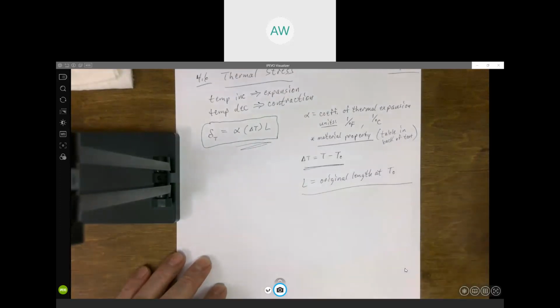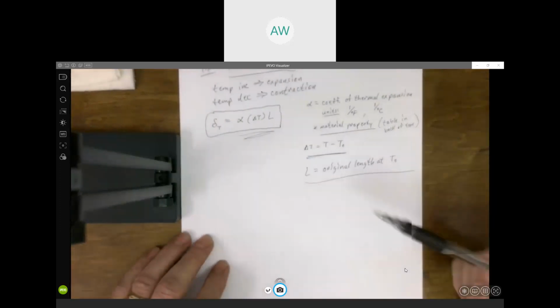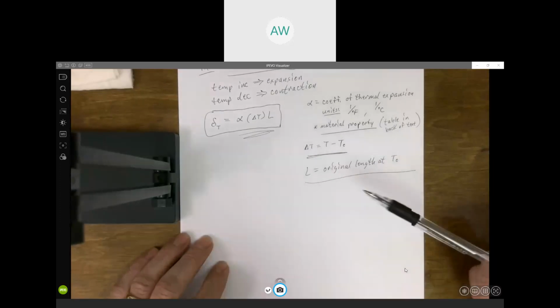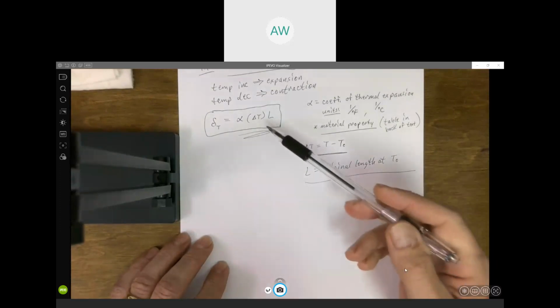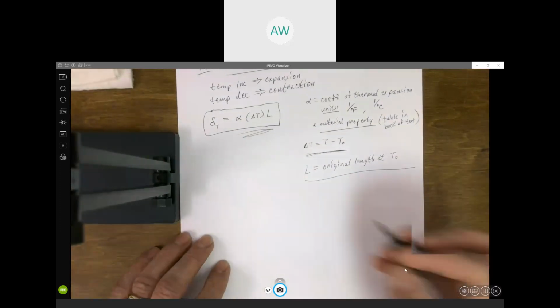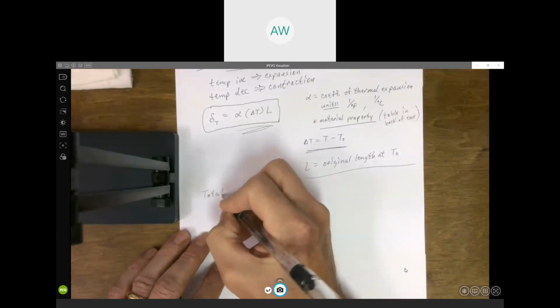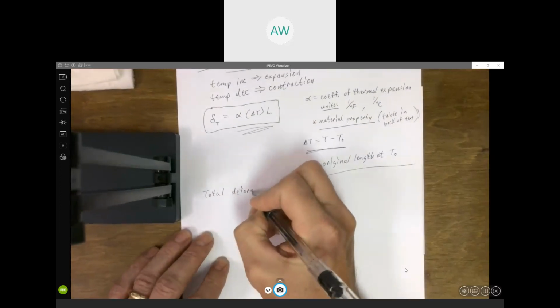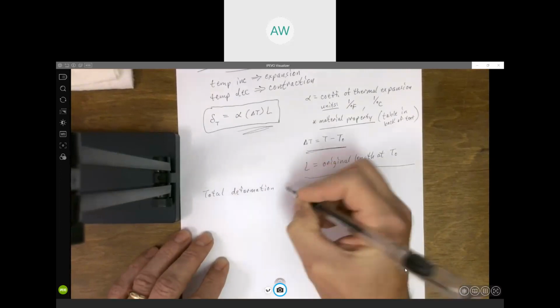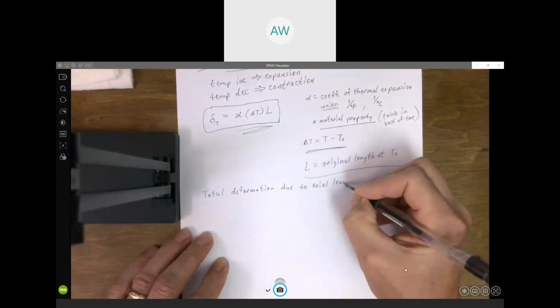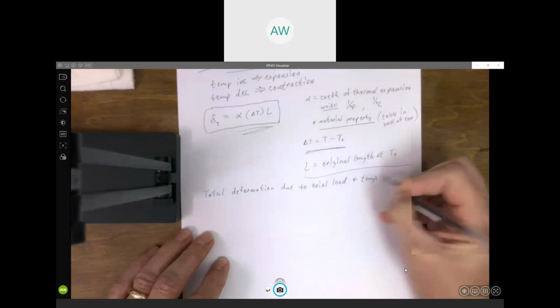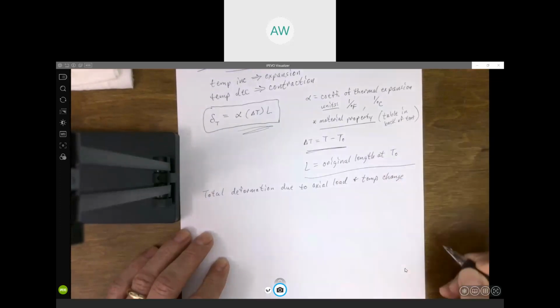All right, then what we're going to do next is talk about, well, what if we combine what we have previously done in the sections prior to this, where we had an axial load, P, that caused a change in length, and we combine that with the temperature change. So if you want to get the total deformation due to, say, an axial load and a temperature change, you just add these together.